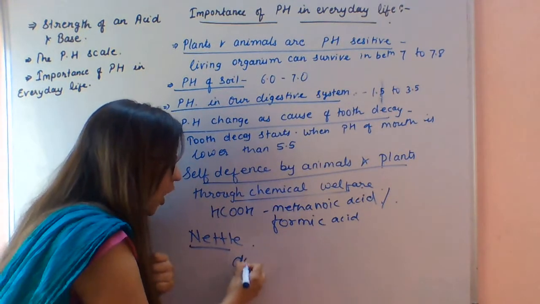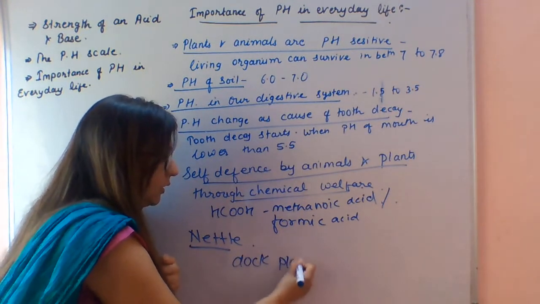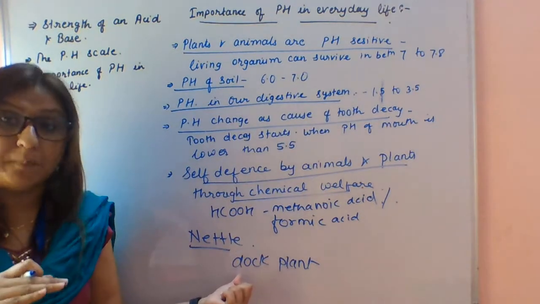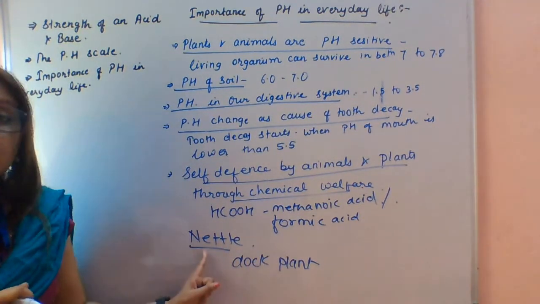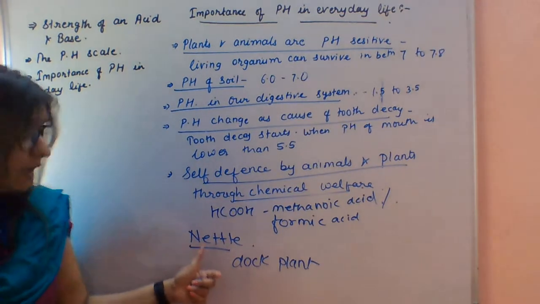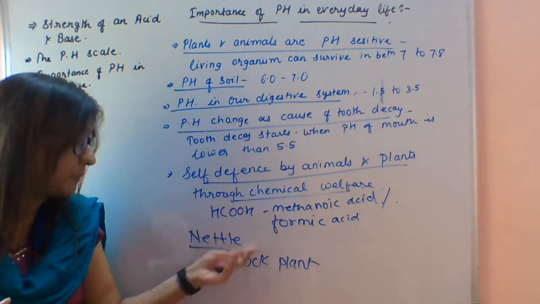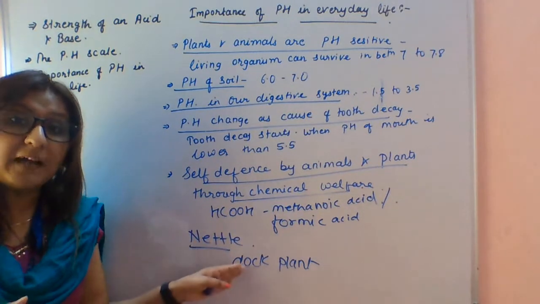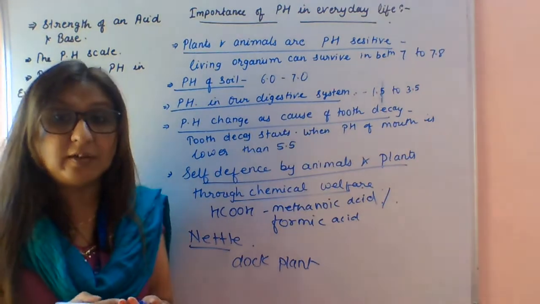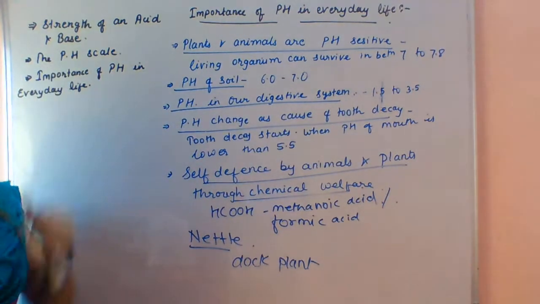You have to rub that area with the help of the dock plant, which provides a neutralizing effect. It will neutralize the acidic effect of the nettle. Usually the dock plant grows behind the nettle plant. So this is a natural remedy by which you can neutralize the effect.